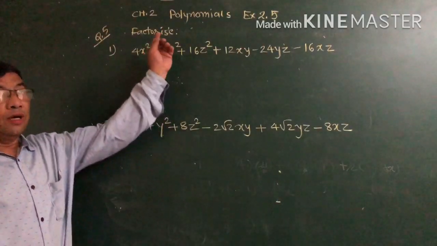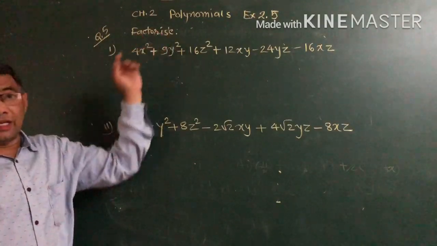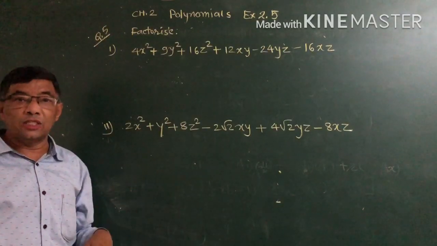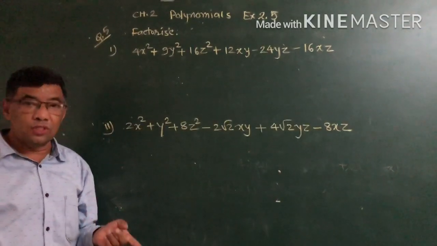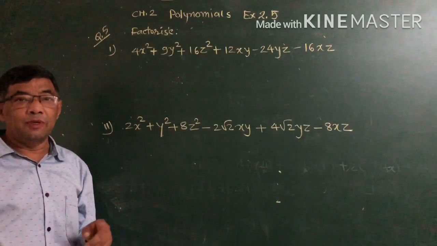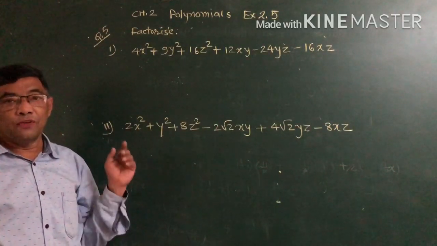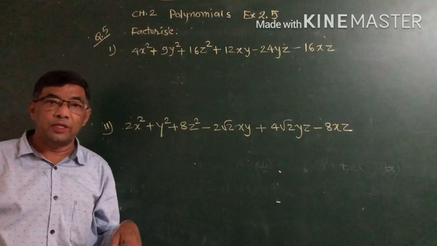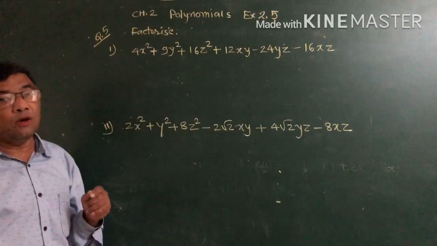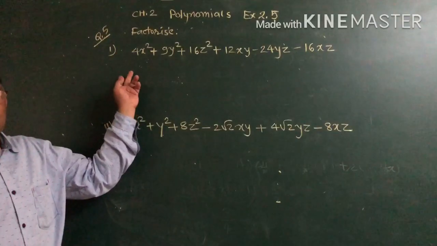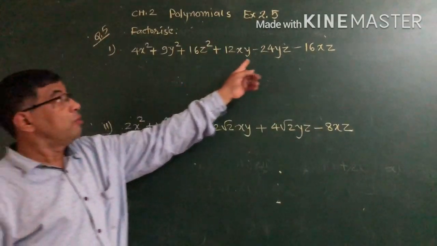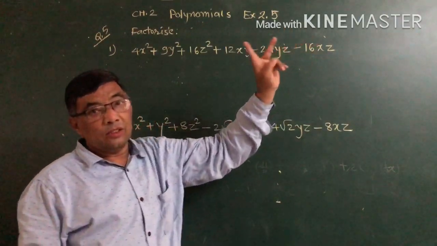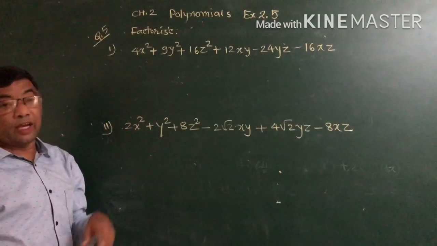Now we start question number 5, which is factorize. Here also we have to use the identity that a square plus b square plus c square plus 2ab plus 2bc plus 2ca, then the answer is a plus b plus c whole square. So first of all we have to check whether this sum is in the pattern a square plus b square plus c square plus 2ab plus 2bc plus 2ca or not. Now in this type, see that whenever there are two terms with negative sign, here is minus 24yz and minus 16zx. So in the sum there are two terms with negative sign.